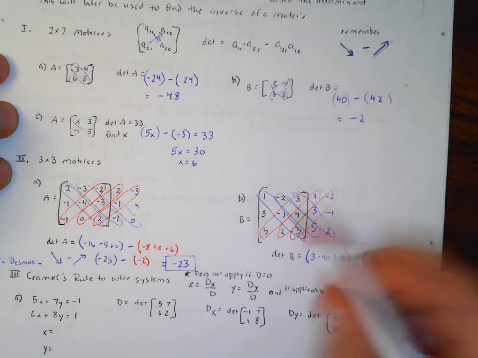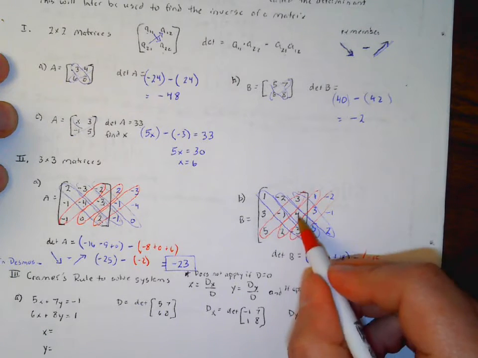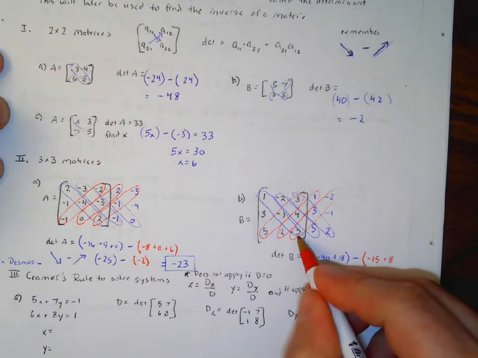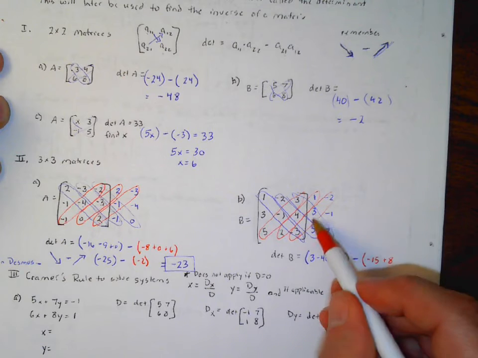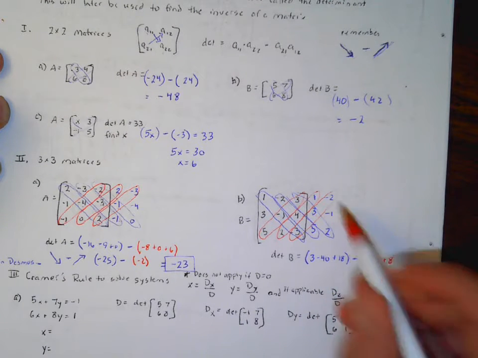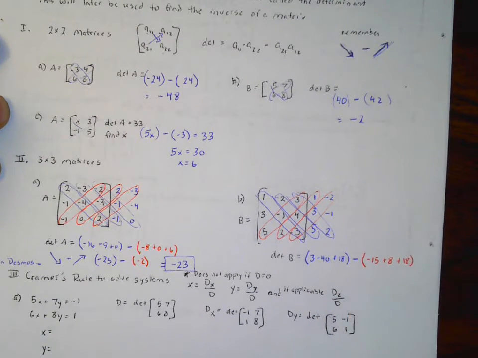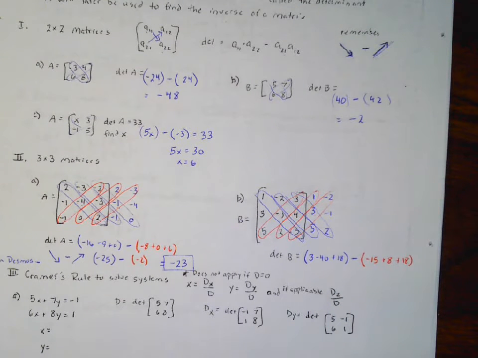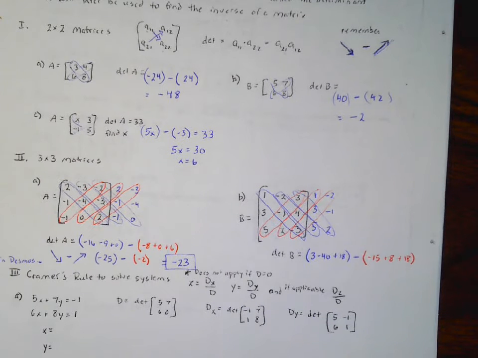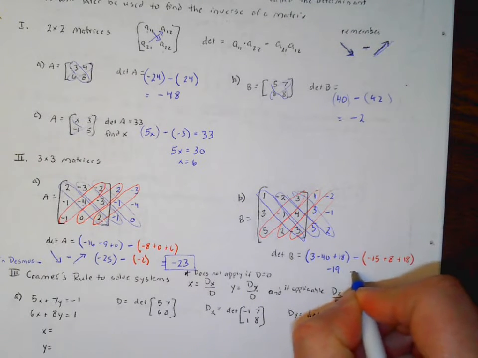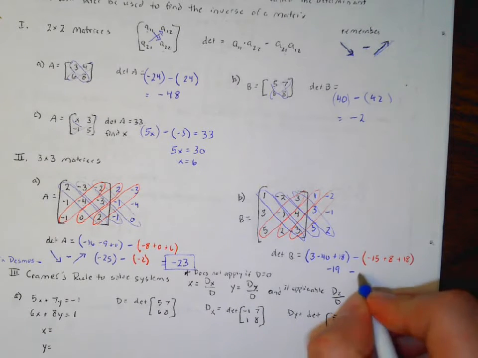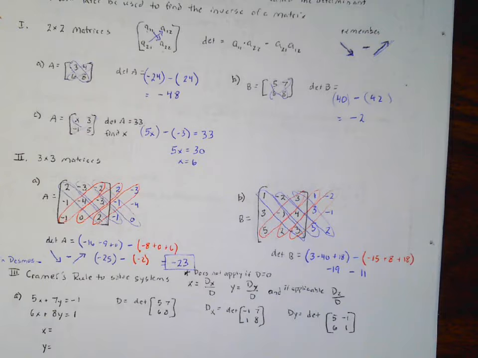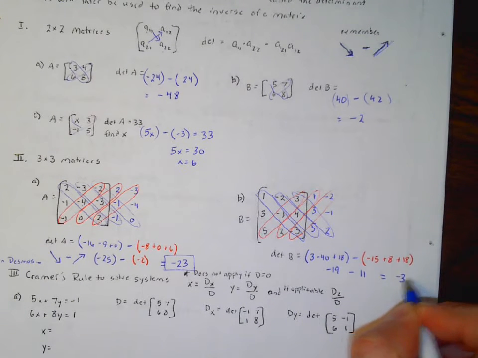Okay, so negative 15, 8, and is that a negative 3? Yeah, negative 3 times 2 would be 18. Now we have to add these all together and subtract. So 3 minus 40 plus 18 gives me negative 19. And negative 15 plus 8 plus 18 gives me 11. And negative 19 minus 11 gives me negative 30 as my determinant.